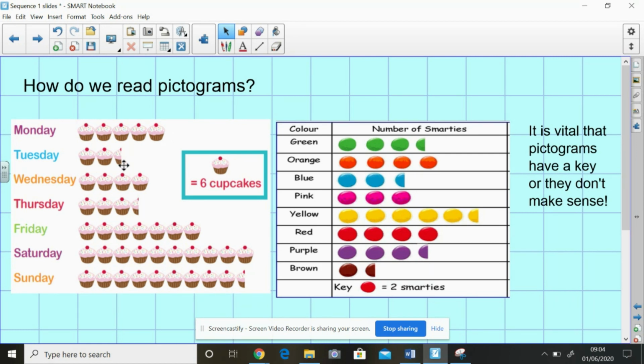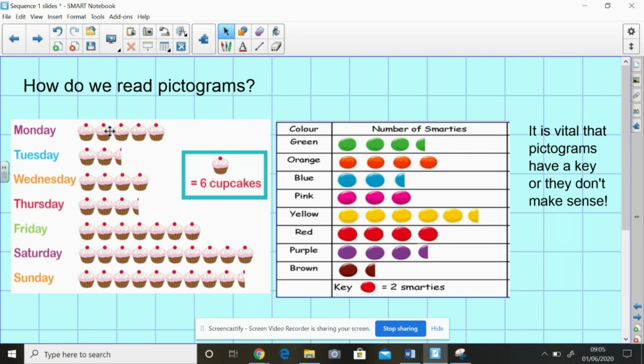We have got 2.5 cupcakes. So remember, each cupcake represents 6. So we have 6, 12. But look at this one. It isn't a full cupcake. So what do you think it might represent? This one is only half a cupcake. So what is half of 6? Half of 6 is 3. So this half of a cupcake represents 3. So 6, 12, add 3, 15. So there were 15 cupcakes eaten on Tuesday.